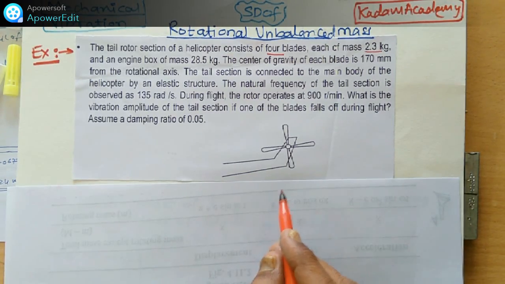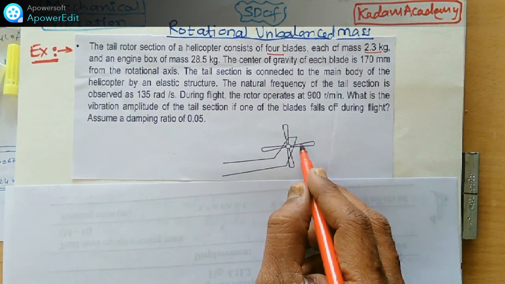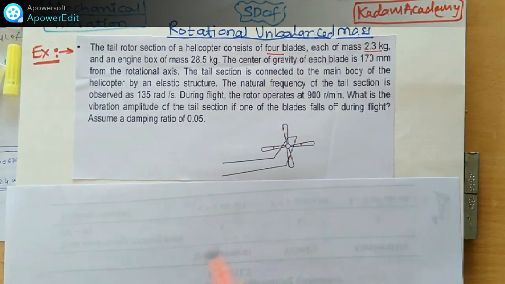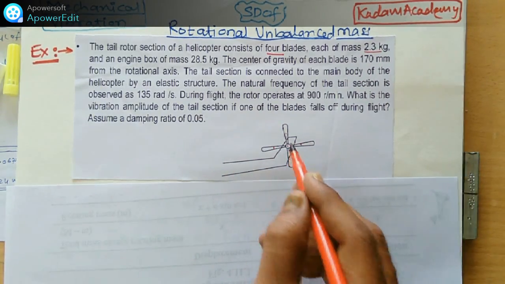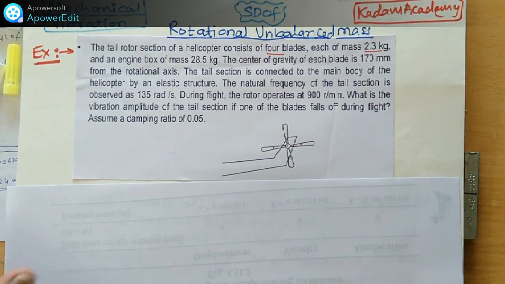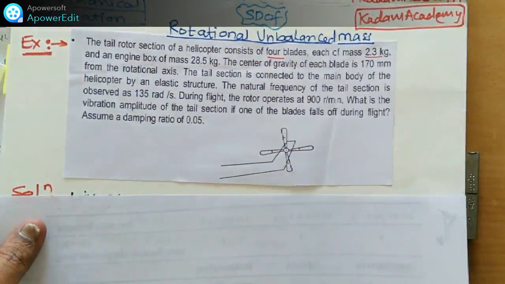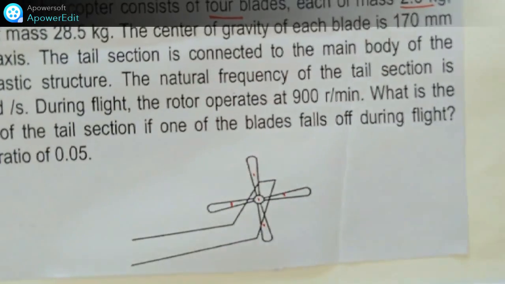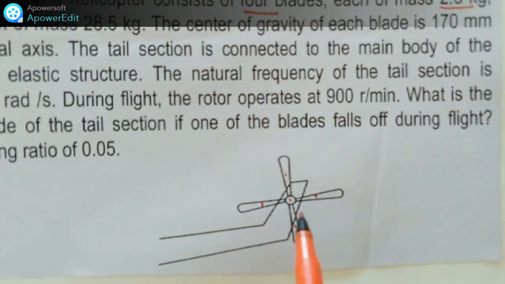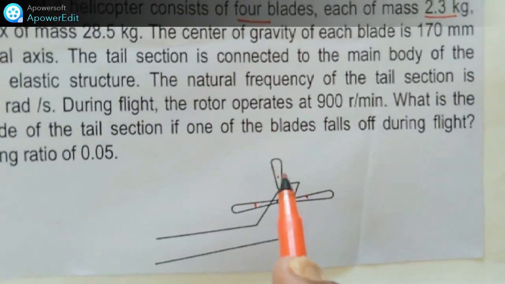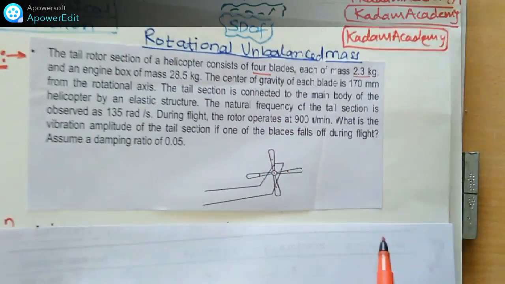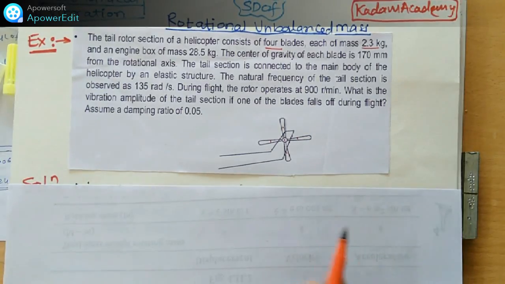The center of gravity of each blade is shown by this dot, at a distance of 170 mm from the rotational axis. I will zoom this diagram to show you. This is rotor blade 4. These are the centers of mass for the blades, and this is the center of the rotor.